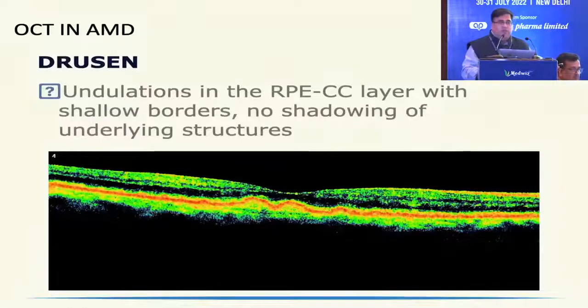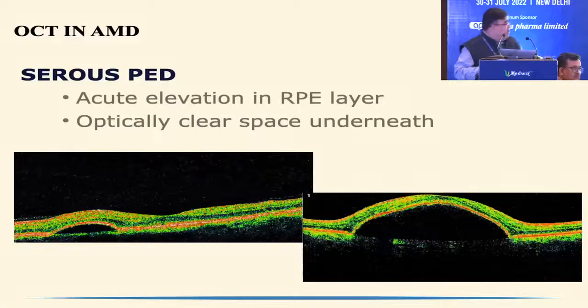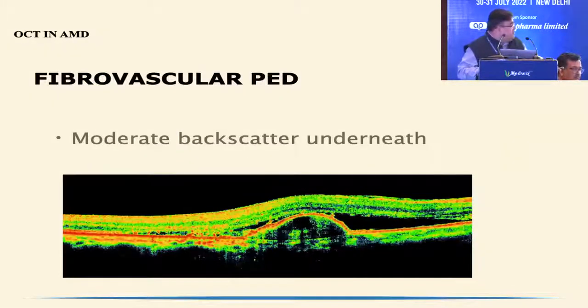In AMD, you can pick up drusen as these elevations under the retina. You see PEDs, pigment epithelial detachments, where the retinal pigment epithelium is lifted up. This is a pigment epithelial detachment which could be serous, or fibrovascular, where you see this hyperreflective material under the PED.